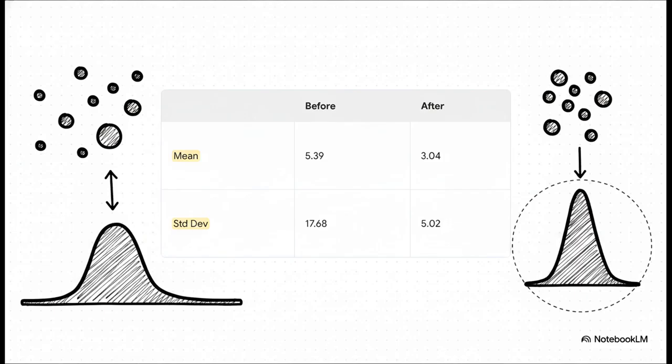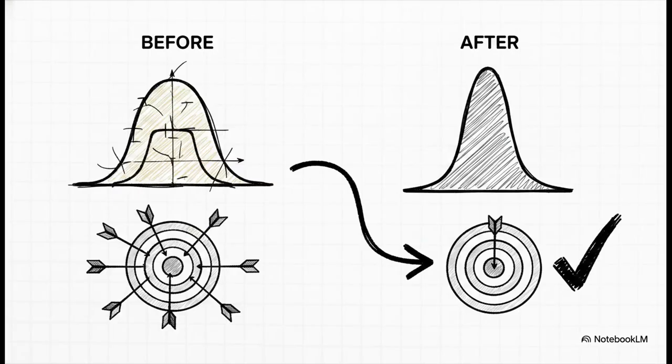Well, the change is just dramatic. Look at this. The mean drops from 5.39 down to a much more reasonable 3.04. But the real story is the standard deviation. It absolutely plummets from a crazy 17.68 all the way down to 5.02. That's a game changer. And this right here is a huge win. We now have an average that actually feels like it represents the data. And by slashing that standard deviation, we've also made our standard error way smaller.